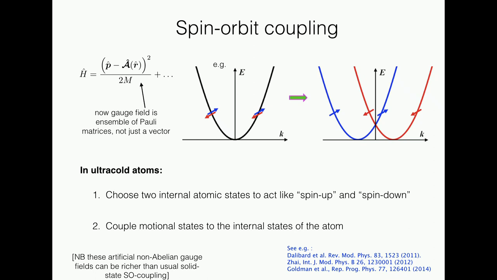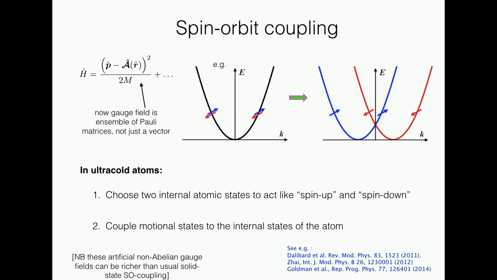We have spin-orbit coupling in crystals, and this is an intrinsic quality that they were using in the field of topological insulators to find topological insulators: look for systems with strong spin-orbit coupling. But now we don't have this because we don't have, again, a charge. So we have to simulate this. What we do is we choose two internal atomic states to act as the spin up and the spin down, if you want a spin half system. And then we couple the motional states to the internal states. Spin-orbit means you couple spin to orbital motion.